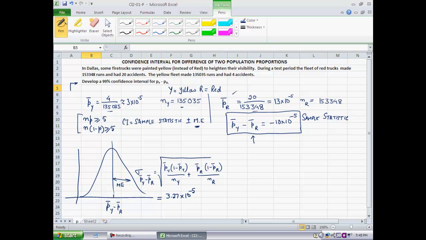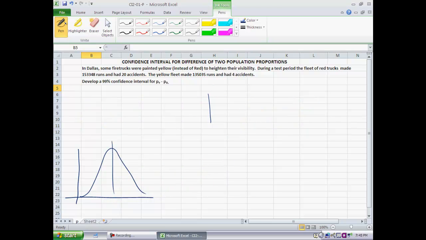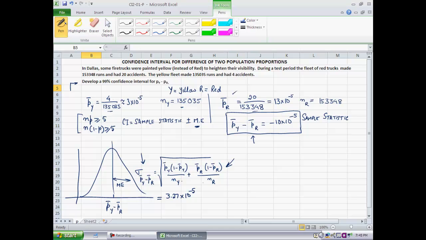What is the standard deviation of this normal distribution? The standard deviation of P bar Y minus P bar R is given by this expression. It's simply the standard deviation of the sample proportion for the one population case, written twice because we have two populations, one for yellow, one for red. We add up these two variances and then take their square root.